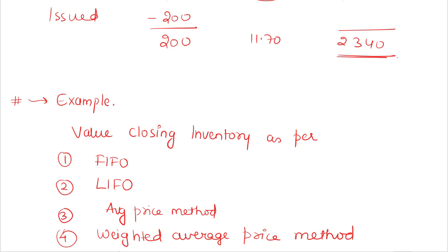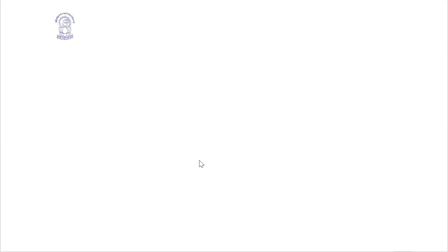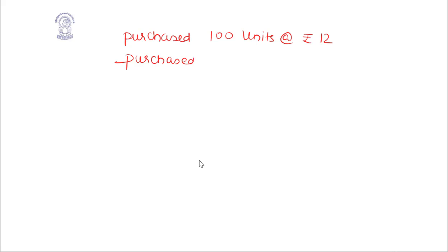Weighted average price method. Let's write the question. Purchased 100 units at 12 rupees. Purchased 150 units at 12.5 rupees.